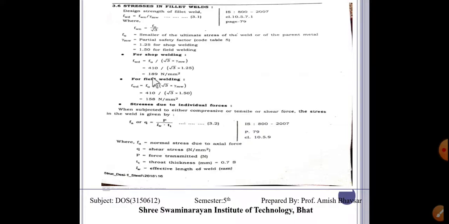For the shop welding, it is 189 N/mm² and for field weld, it is 158 N/mm². So, whenever we want to find out the welding connection, we must find out the length of welding. That welding length is found by the equation, we have to make this as a master, means LW is equal to P upon TT into FA. This FA is known as FWD, means P upon TT into FWD. FWD has two values, for shop welding and for field weld. TT is obtained from the size of weld, which is between maximum size and minimum size.